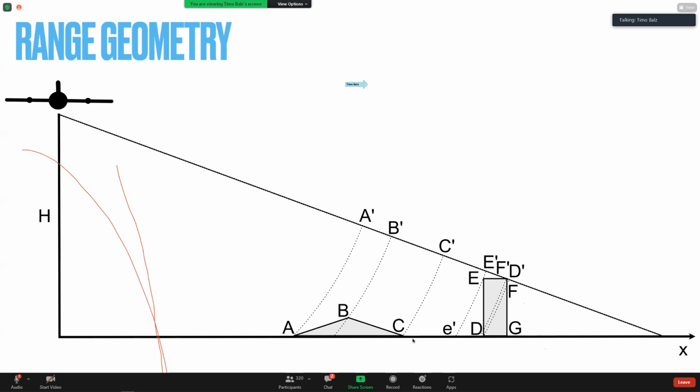range distortion, because what we are measuring is the running time of the signal. The running time of the signal is then, if you want, translated to distance. So we have a distance measurement, right? And B is just closer to the sensor, because it's higher. So it is closer to the signal than it actually is on its ground position where it should be.